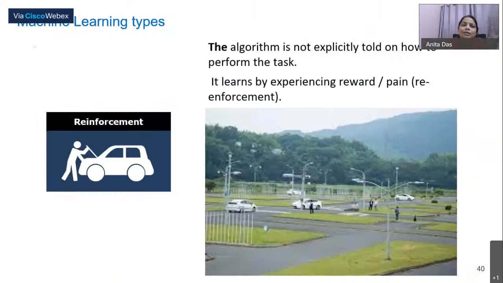Another kind of learning is reinforcement learning. It has a lot of promise, but in industry we don't see a lot of application of reinforcement learning. Reinforcement learning is basically not explicitly told how to perform the task. It learns by experience, or reward-based learning. As far as industry is concerned, we don't see a lot of application of it. Definitely in other areas like games, it has a lot of use. But maybe sooner or later we will see this kind of learning coming up in industry.